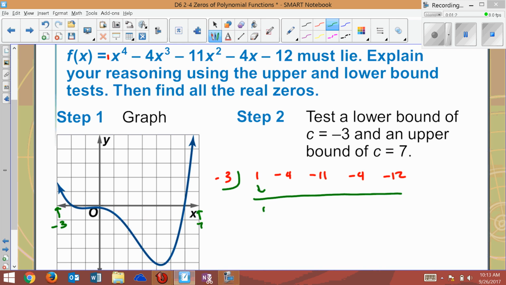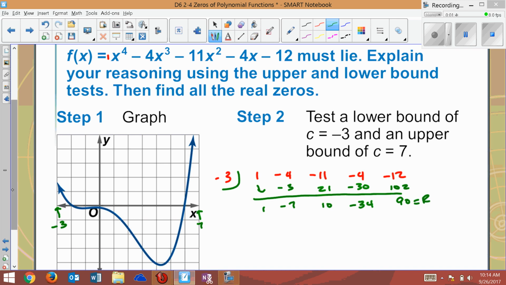1 times -3 is -3. Those add up to be -7. You multiply those, and you get 21. Add those, +10. Multiply -30. That gives us -34. And when you multiply that out, oh man, is that 102? I think that's 102, which would add and give us 90 for our remainder.